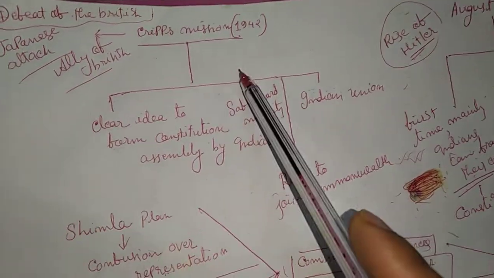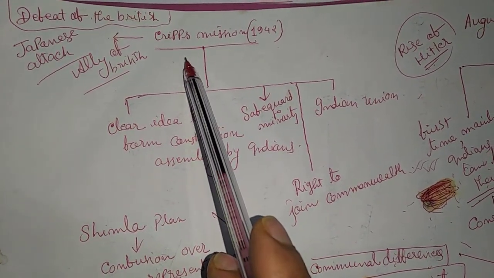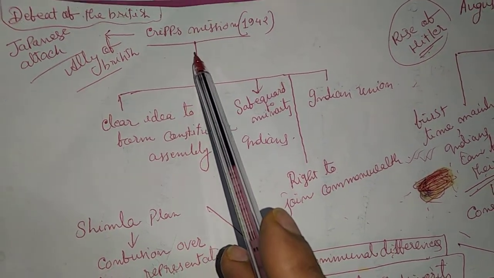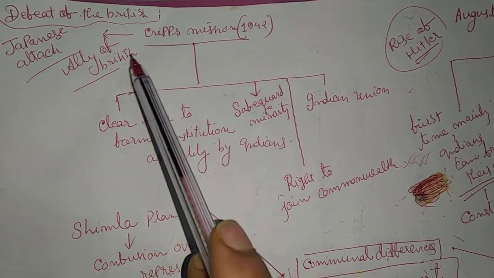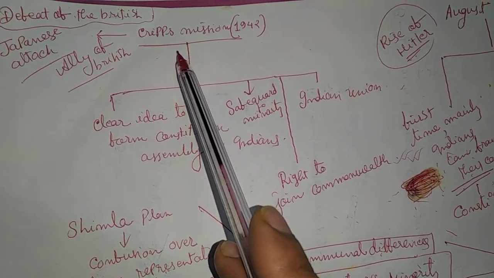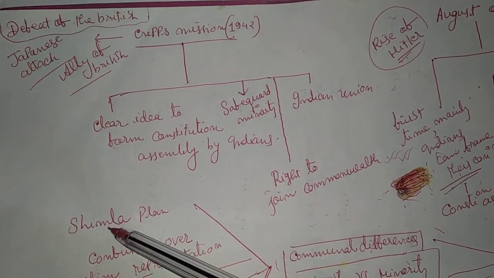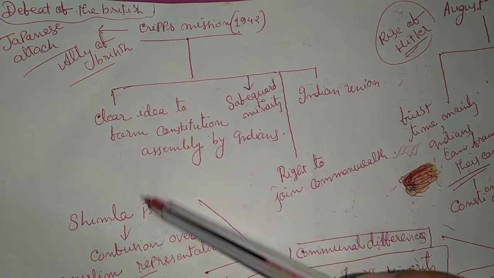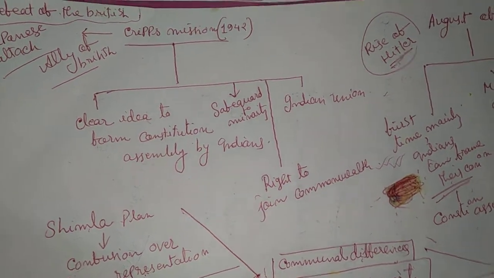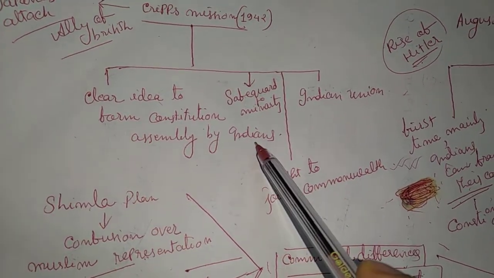Again, the Cripps Mission came in 1942. What was the background of the Cripps Mission? The British had been defeated in Southeast Asia, and there was a possibility of a Japanese invasion of India. At that moment, the British government needed support from the Indian side. The same thing: Indians demanded independence, but the British offered a kind of dominion status and a constituent assembly here also.